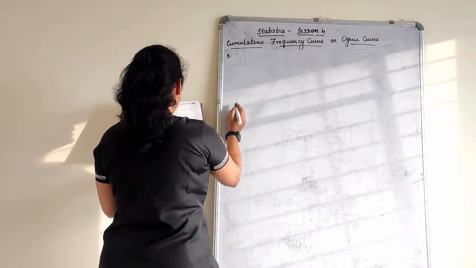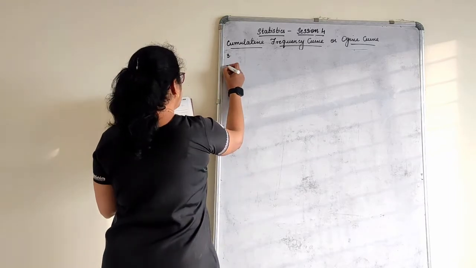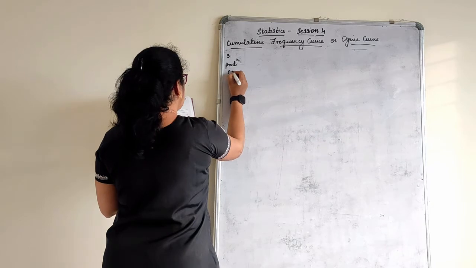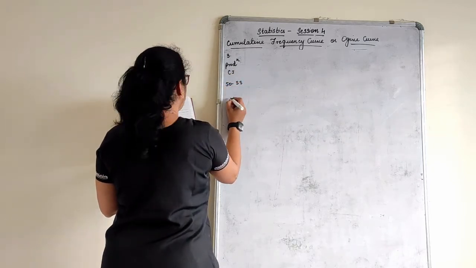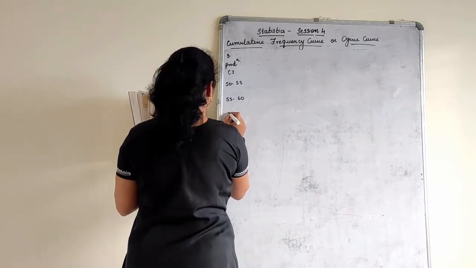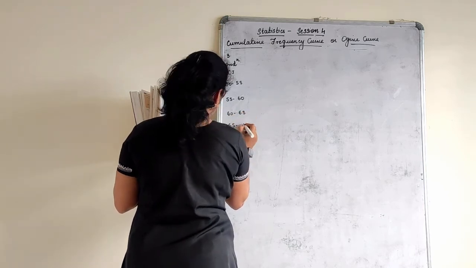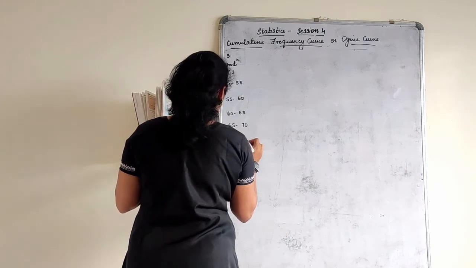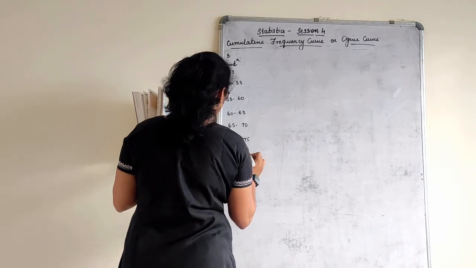the following table gives the yield per hectare of wheat of 100 farms of a village. Production. So this is CI. 50 to 55, 55 to 60, 60 to 65, 65 to 70, 70 to 75 and 75 to 80.